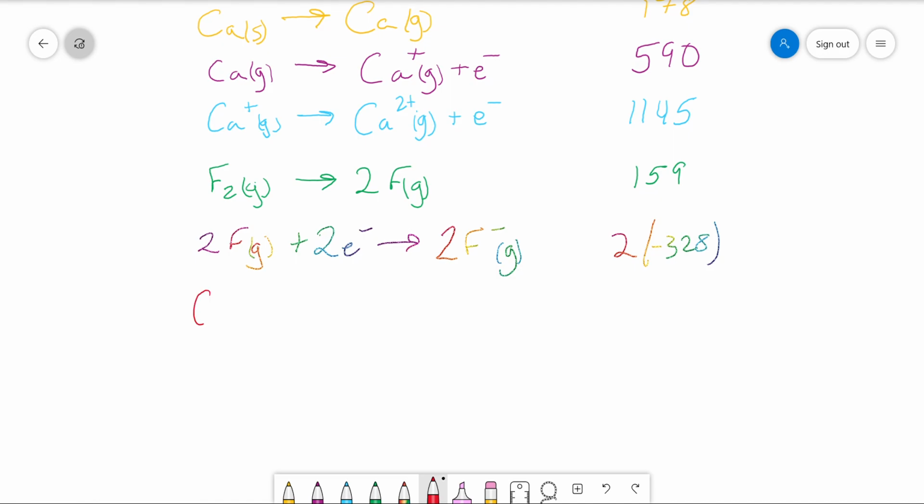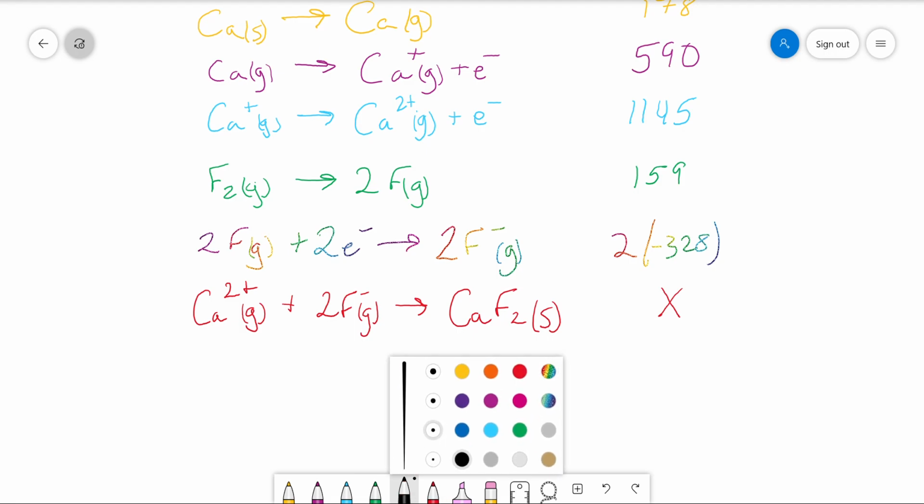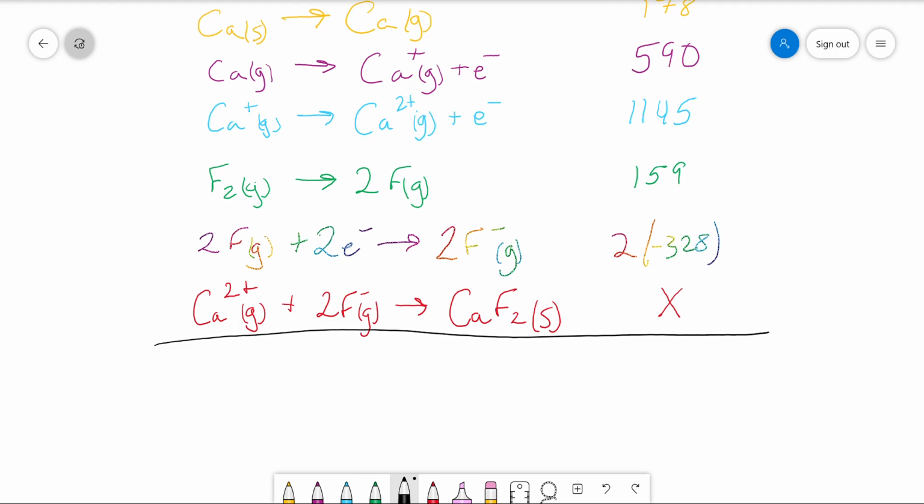Step: Ca2 plus gas plus 2F minus gas gives me CaF2 solid. And what's that value? We don't know. We could call it a question mark, we can call it X. I just like to use X. And then what will all this add up to? This will all add up to our overall net equation. Okay, and we'll show that in just a second.